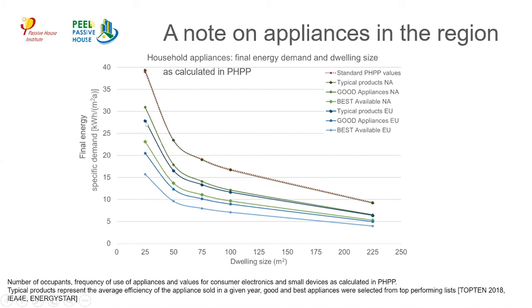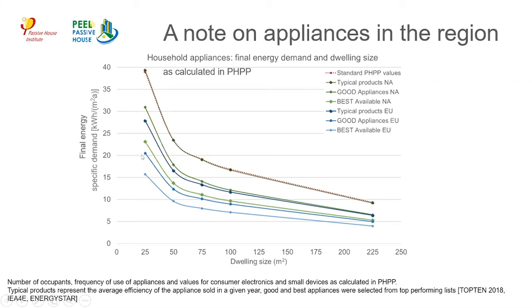The blue line here is what is currently typical in the European Union. So you can see already that there's a huge difference in the potential for savings in the two regions, because what is the average in the market right now in Europe is actually what is considered quite efficient already in North America. Then the final green energy line here is what is currently available as the best in Energy Star.